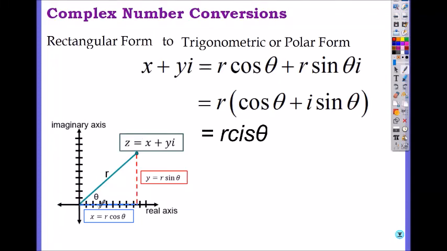The x-axis is, again, the real axis. Y is the imaginary, so we can write it as x plus yi. X is r cosine theta. Y is r sine theta. And r is the length of this segment.